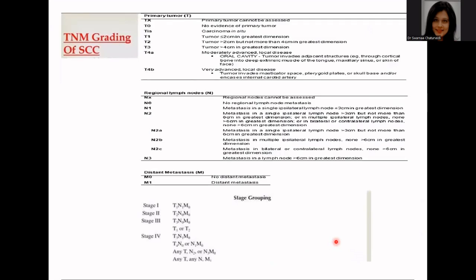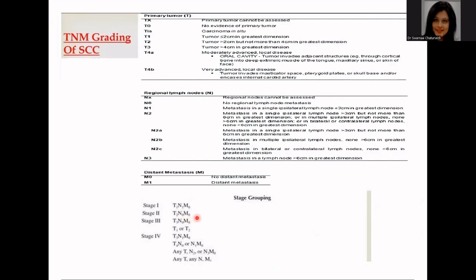This lesion has been graded based on the TNM grading of SCC. And how to go about it? This TNM staging has three elements. T is the primary tumor, mainly talking about the size of the tumor, and gives a number: T1, T2, T3. N is the nodal involvement, whether there is nodal metastasis or not. And last, M is distant metastasis, so M0 and M1. You can find this in any standard textbook. Based on these numbers, the staging of the disease is done.